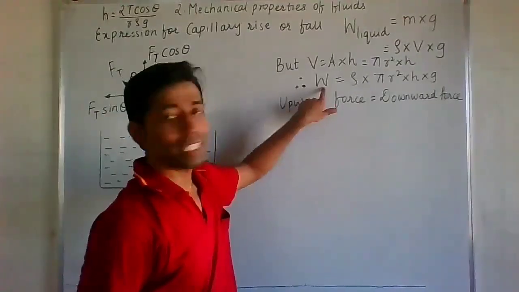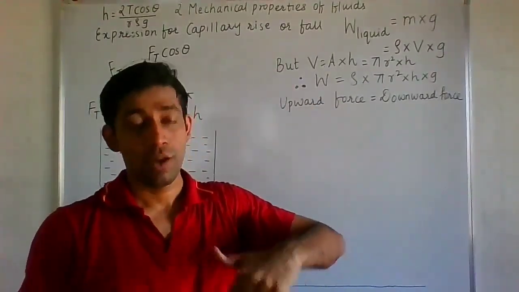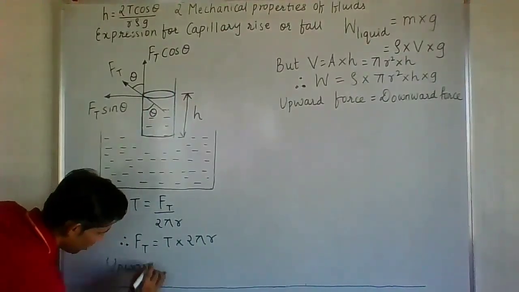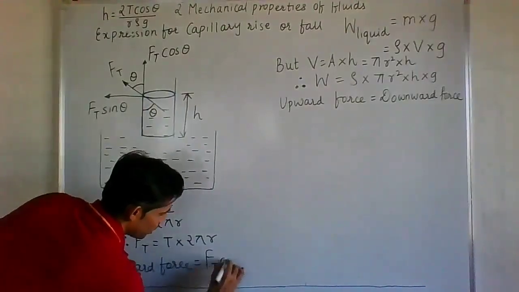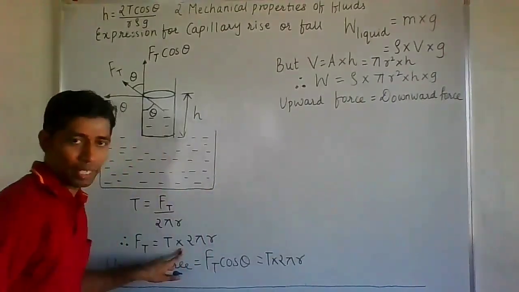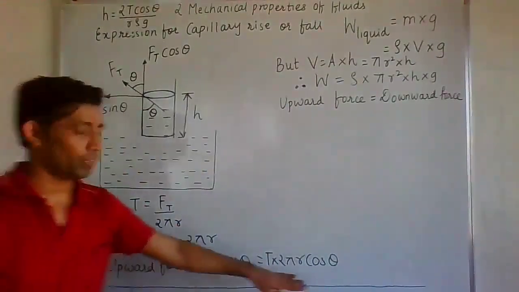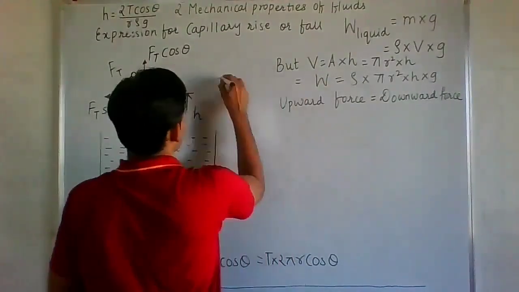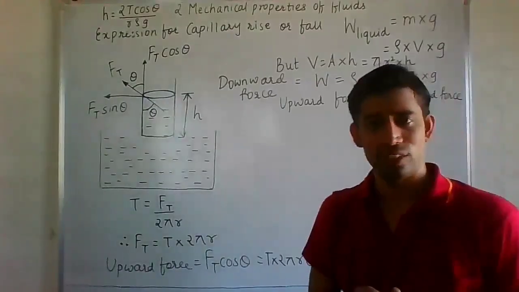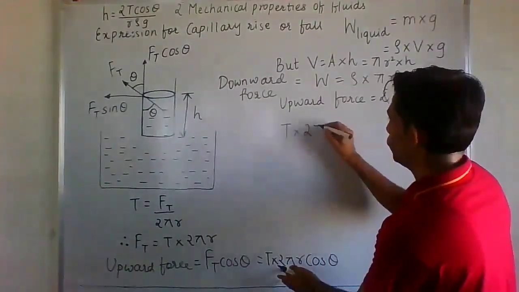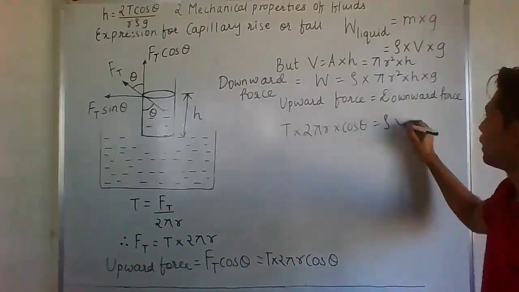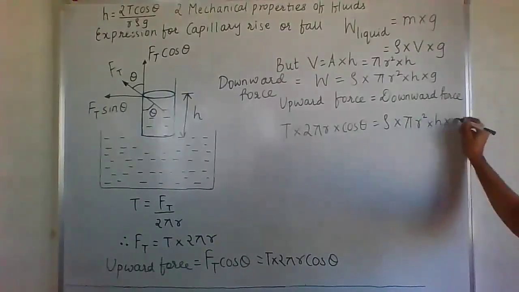Is it understood? Now this weight is nothing but our downward force. What about upward force? Upward force is nothing but Ft cos theta. So let me write over here, our upward force is equal to Ft cos theta, which can also be written, Ft value is T into 2 pi r, and then we have cos theta. We got our upward force. This is our downward force. Okay, now let's equate these two. Upward force T into 2 pi r into cos theta is equal to downward force, which is rho into pi r square into h into g.